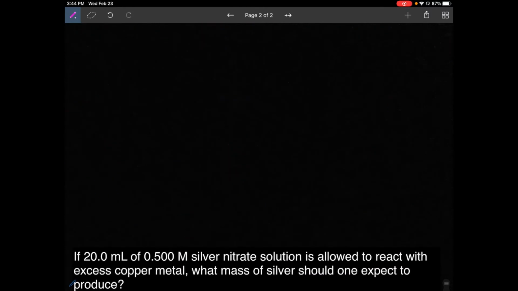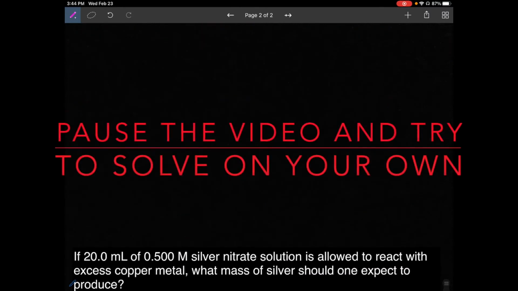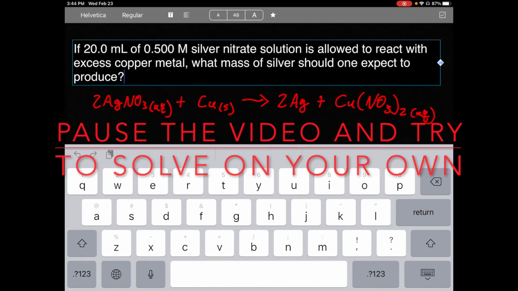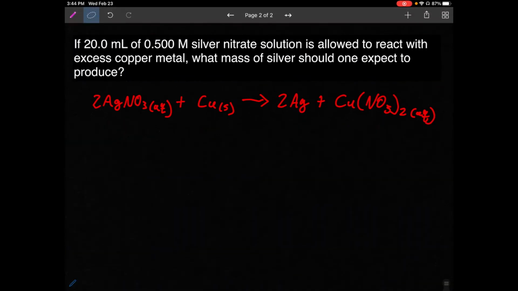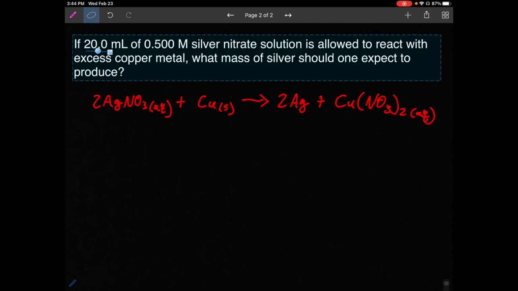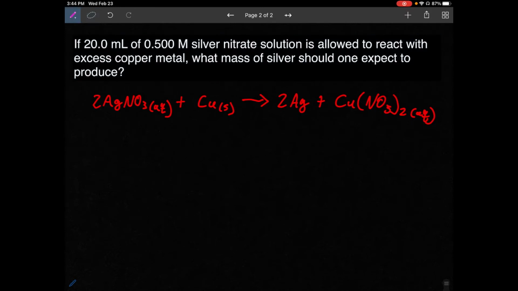So let's take a look at an example here. I'm not sure why this moved all the way down to the bottom. There we go. So let's take a look at this example. If 20 milliliters, that's a volume, 20 milliliters of our 0.5 molar silver nitrate solution is allowed to react with excess copper metal, what mass of silver should one expect to produce?